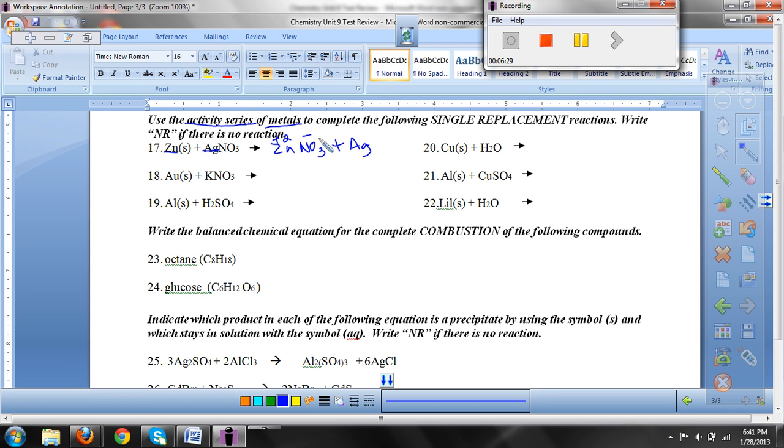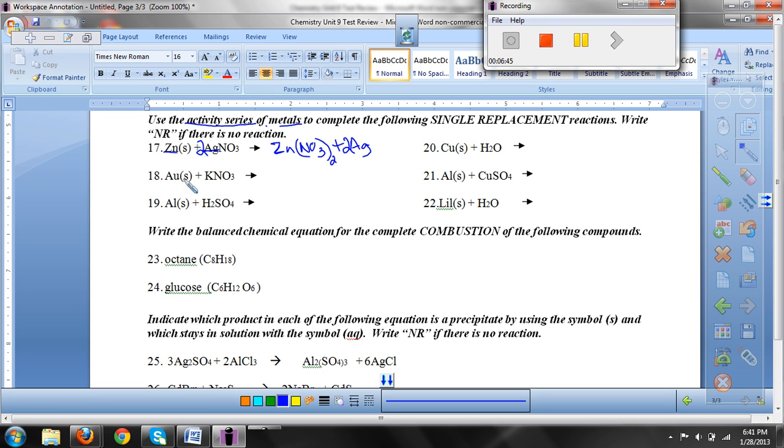So I'm going to have to do a swap and drop. The -1 and the +2 do not add up to 0. So that becomes zinc nitrate. Notice I have 2 nitrate groups, so I need a 2 out here. That makes me have 2 silver, so I need a 2 there.